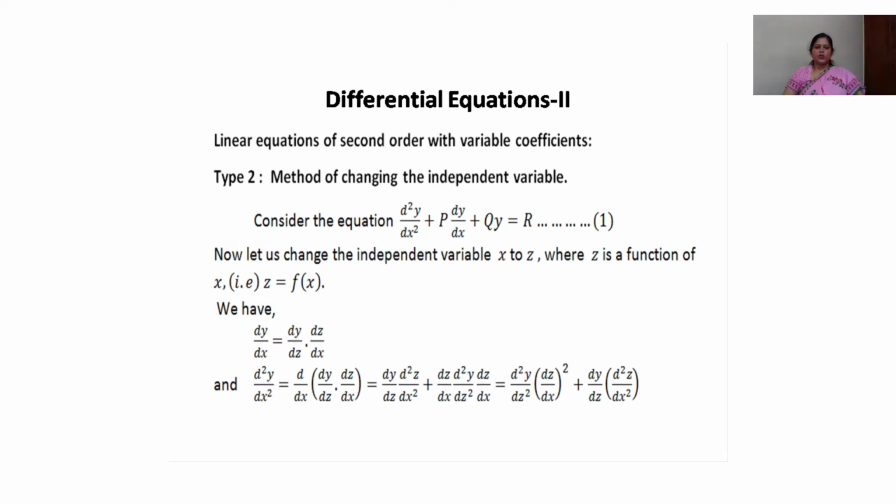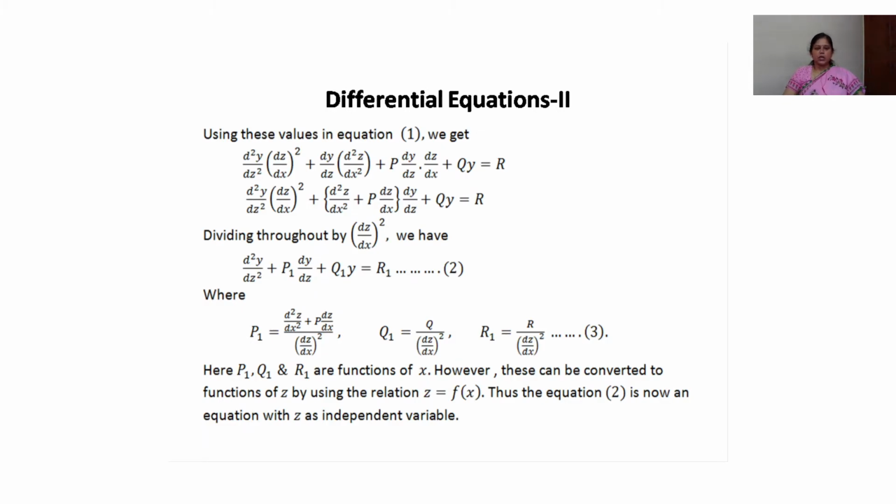So from the above equation we know the value of dy by dx. We have to substitute here. So we'll get d by dx of dy by dz into dz by dx. So using the product rule, we have to differentiate this. Finally we'll get d square y by dx square is equal to d square y by dz square into dz by dx whole square plus dy by dz into d square z by dx square.